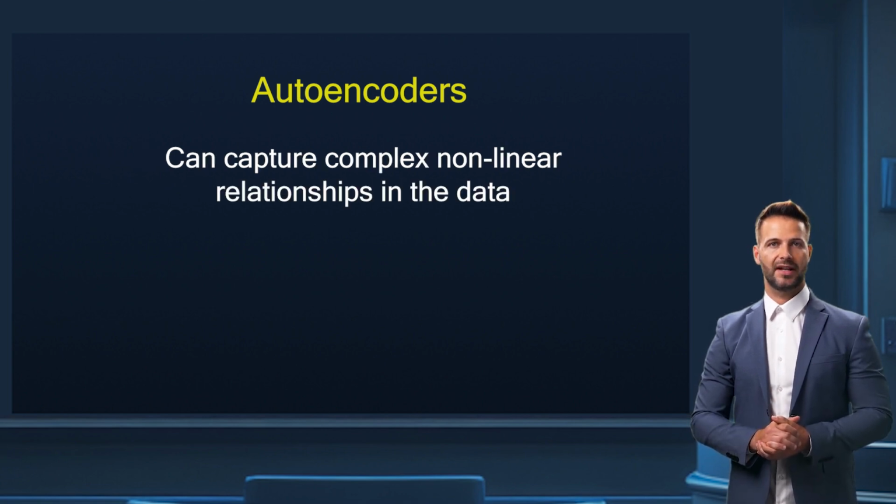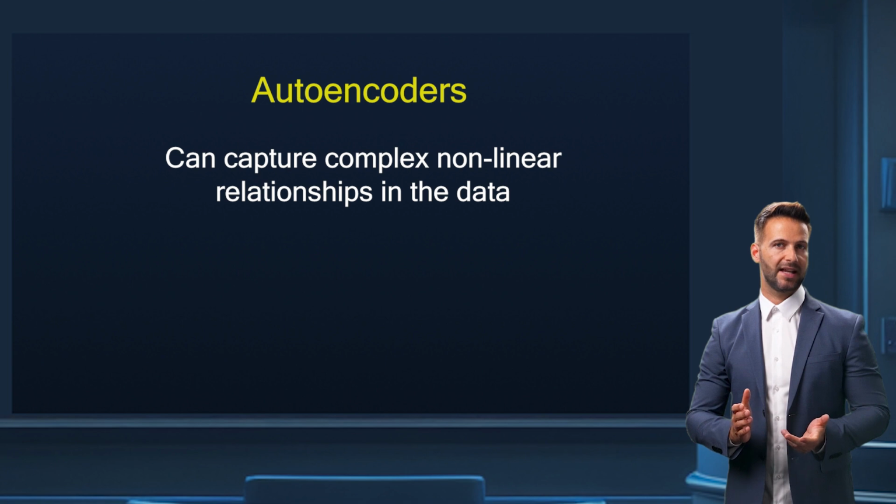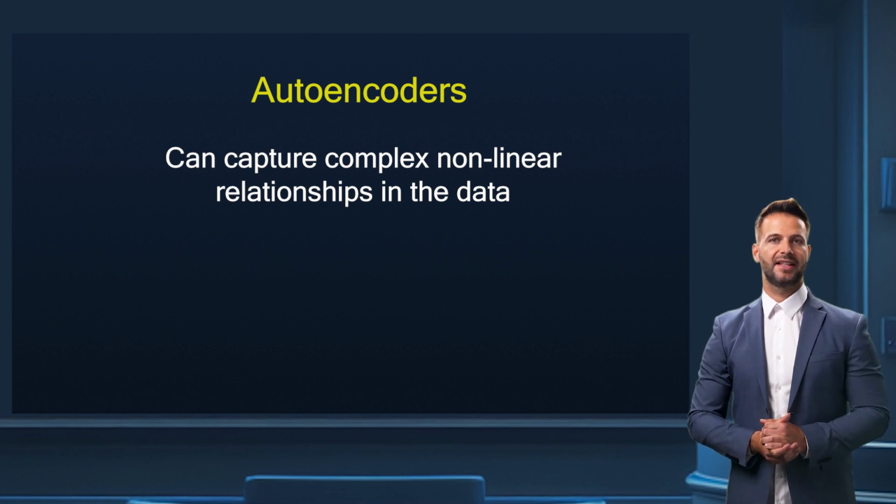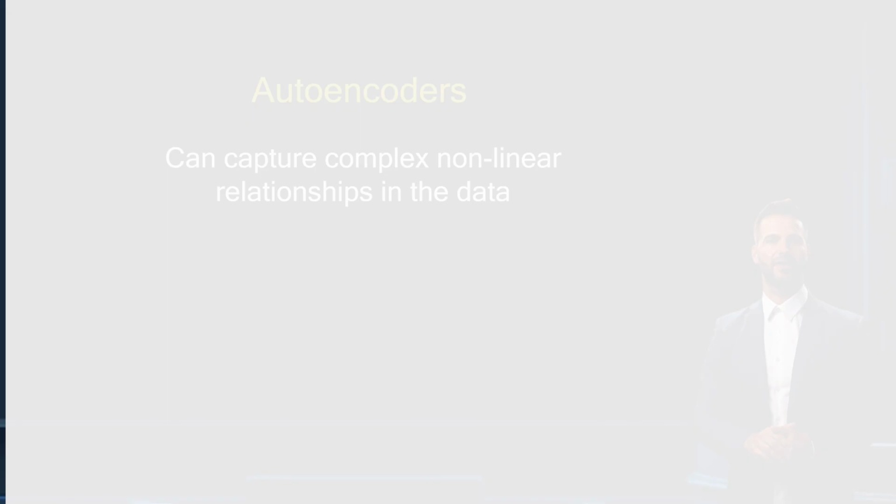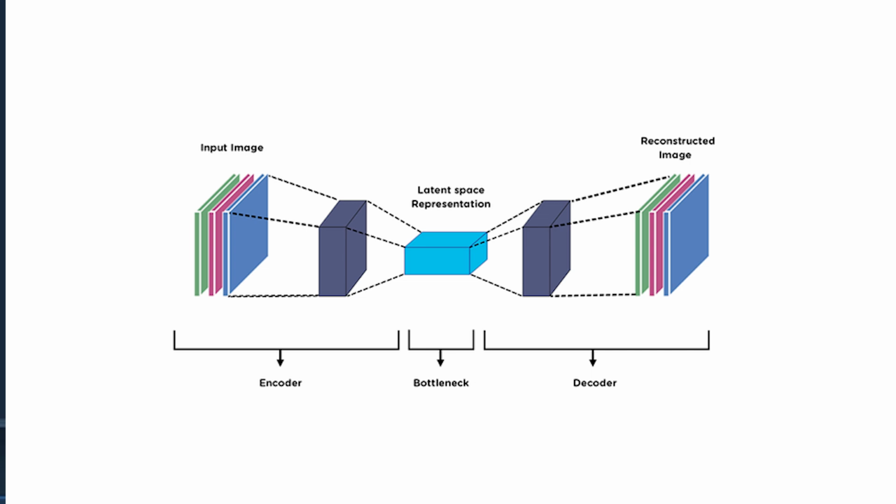The advantage of autoencoders is that they can capture complex non-linear relationships in the data. Here are the steps. 1. Defining the input data. 2. Encoding the input data into a lower dimensional latent representation using an encoder network. 3. Decoding the latent representation back into a reconstructed output using a decoder network.